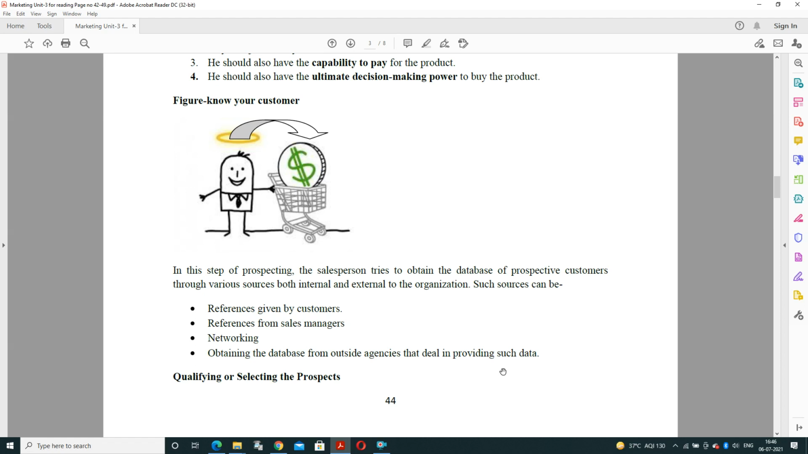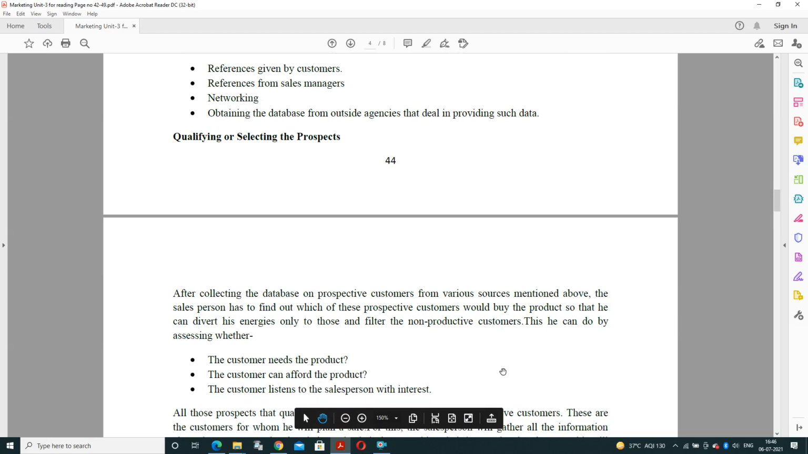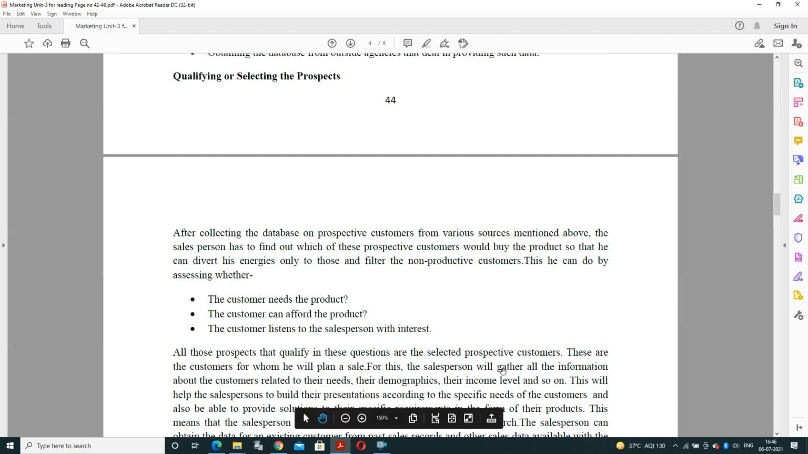Like, a company wants to sell the product, the company will try to collect the list of customers, and it can be collected by reference from other customers, by reference from the sales manager, by a group of network or a friend circle, or it can be obtained from outside agencies who are selling the data. Now, qualifying or selecting the prospect. How to select which prospect is good?